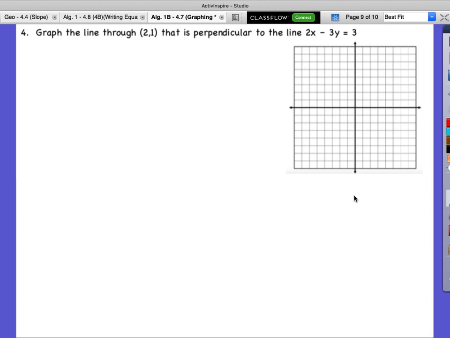So that was our answer. The line was our answer. On all of these, the line is our answer. Okay, on this one, graph the line through 2, comma 1 that is perpendicular to the other line. What are we trying to do? What's our end goal? To graph a perpendicular line. Where is this line going through? 2, comma 1. So what's our first thing we're gonna do? Plot 2, comma 1.